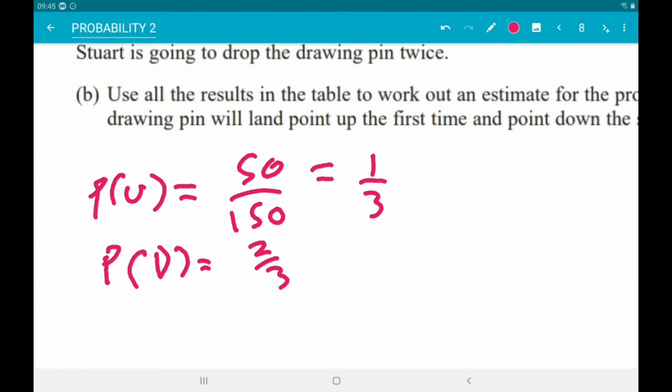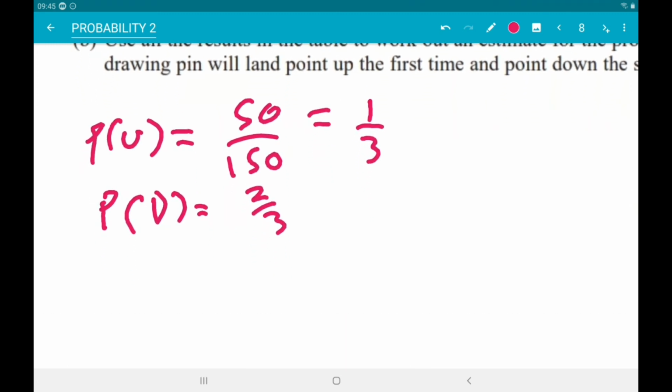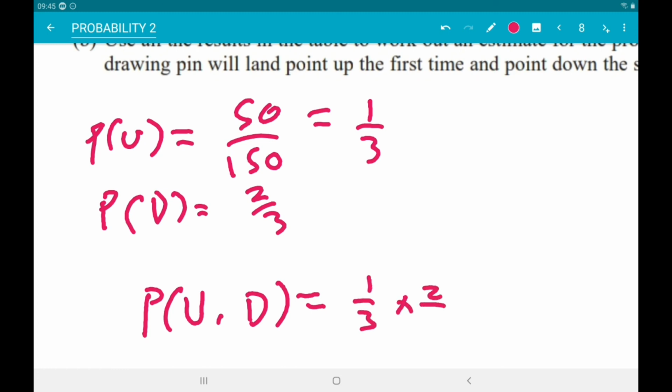So the probability it lands up and then down is, now when we have successive events, we multiply the probabilities together. So it's 1/3 times 2/3. And that gives us 2 ninths.